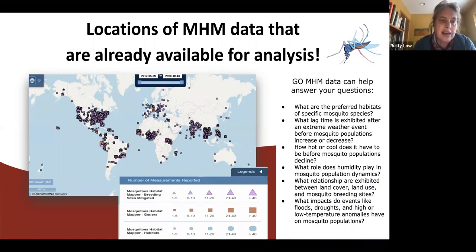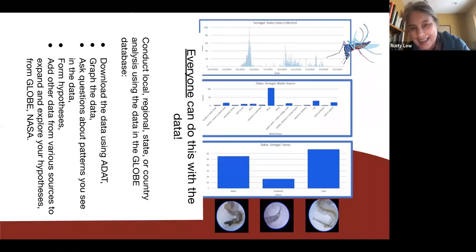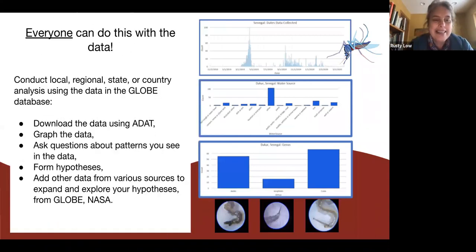In the next slide, you can see what we are doing. The data can be downloaded and then graphed, and you can compare where you are across time. You can compare with other sites. You can compare the different habitats. You can compare the different kinds of mosquitoes. There are lots of really rich questions that can be asked.